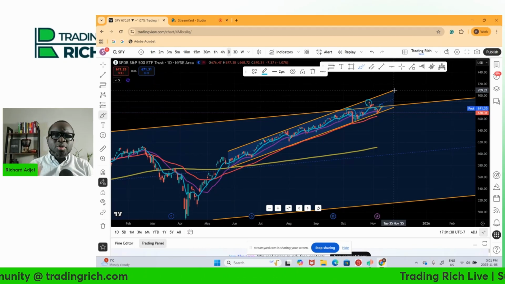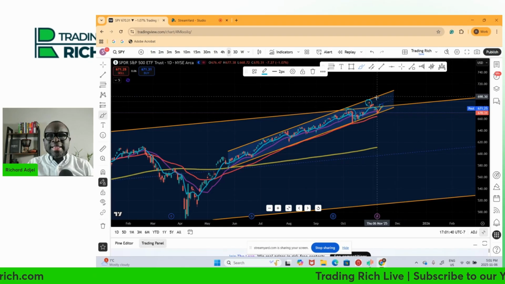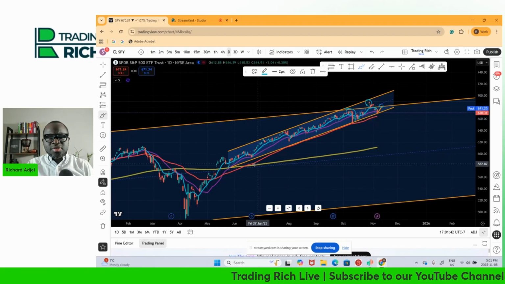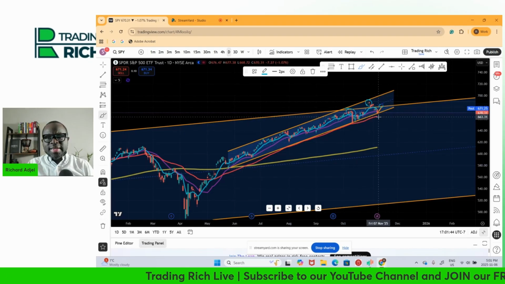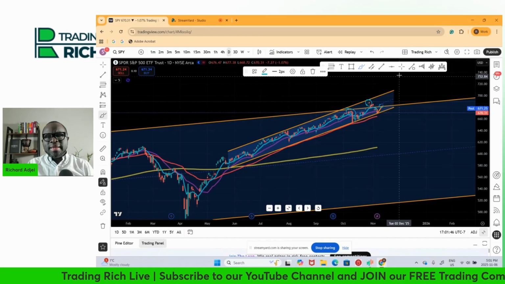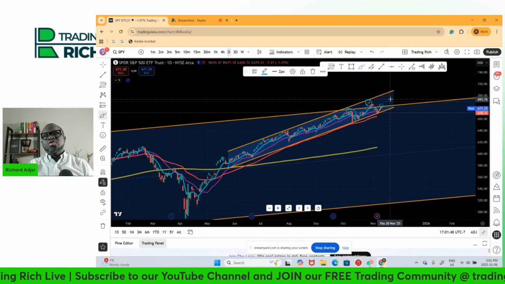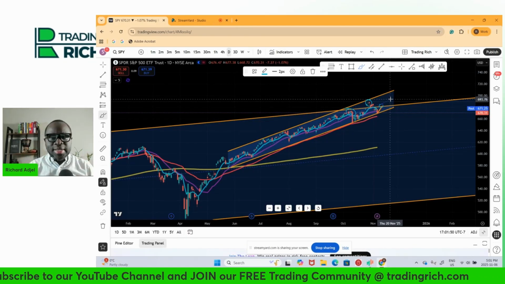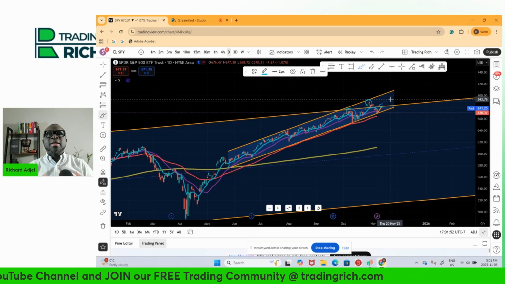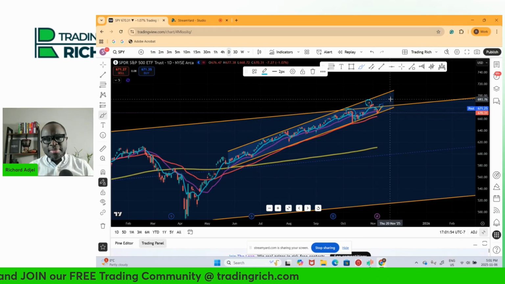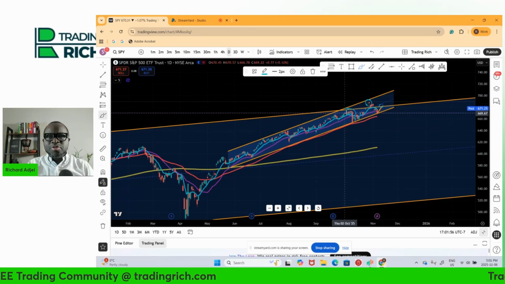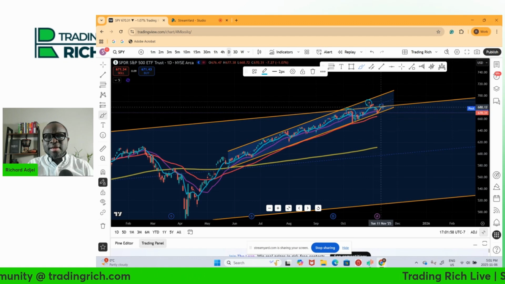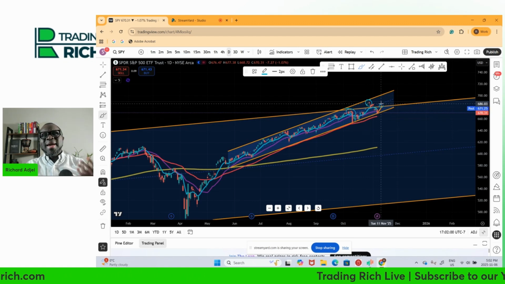So for tomorrow, I'm looking for a specific play, either a dip into this red line, which is the 50 SMA, and then we get a bounce and it pushes up, and those that day trade with us, we can day trade it, or we can swing it to the upside. Okay, but we have to be mindful of this area. Once it gets here, there's a potential for it to form a head and shoulders, which is a bearish pattern.